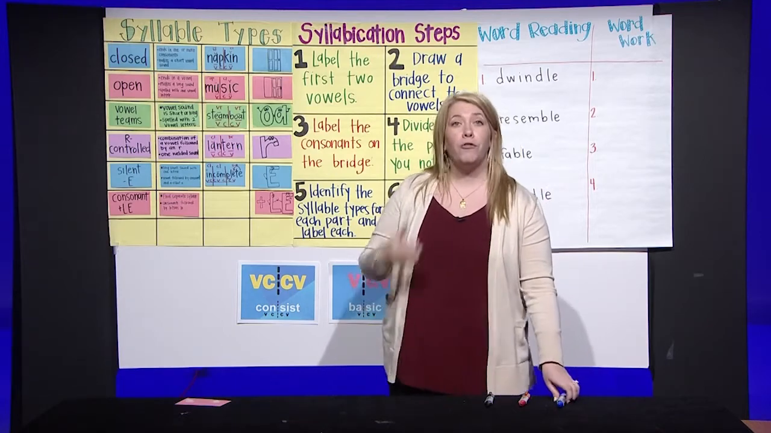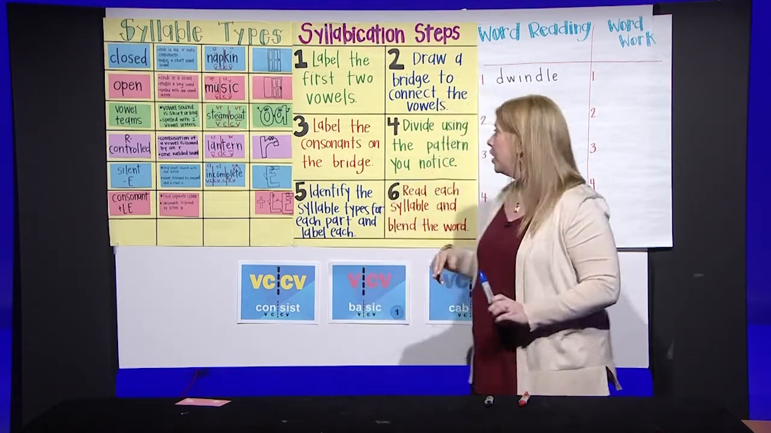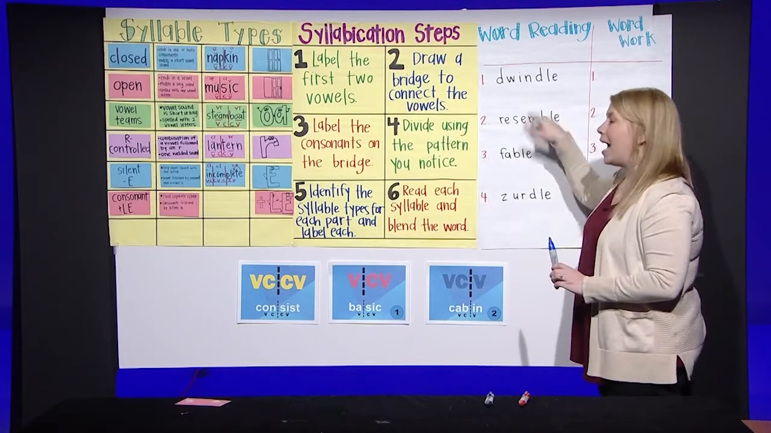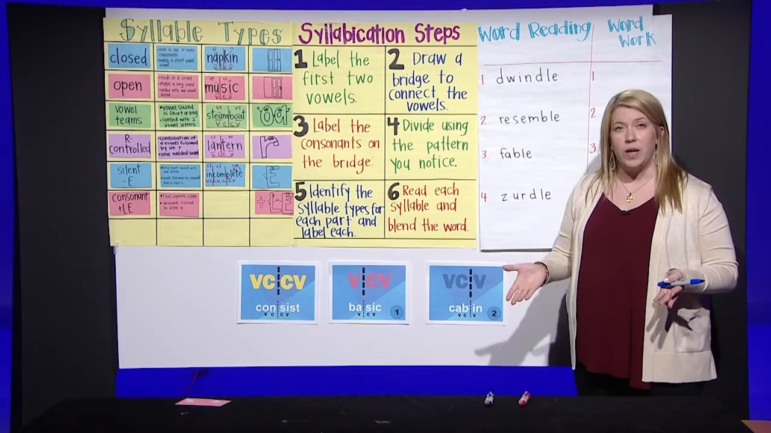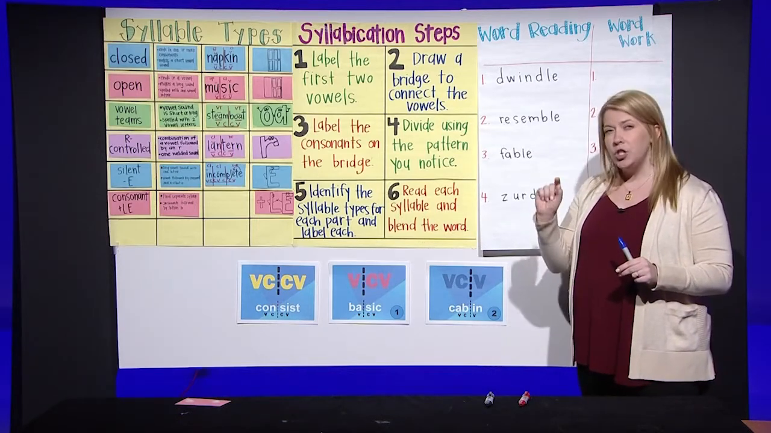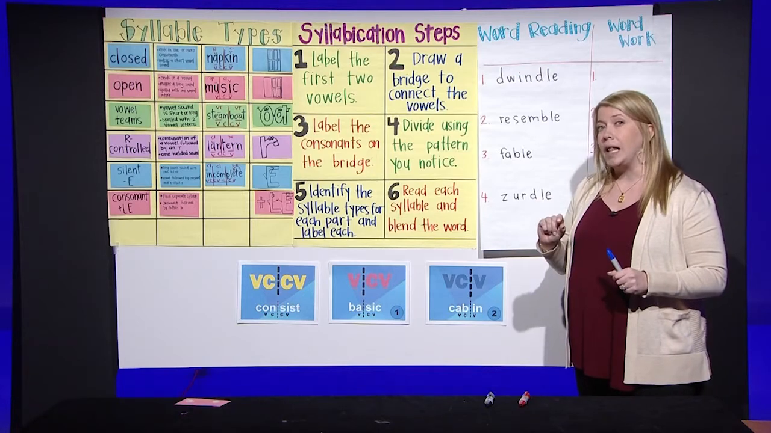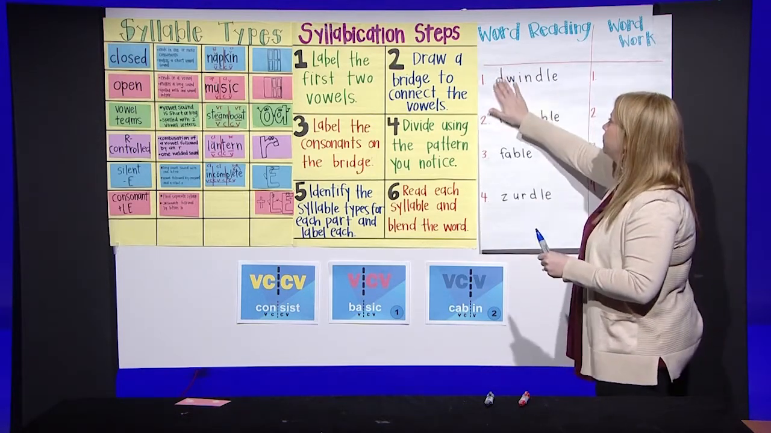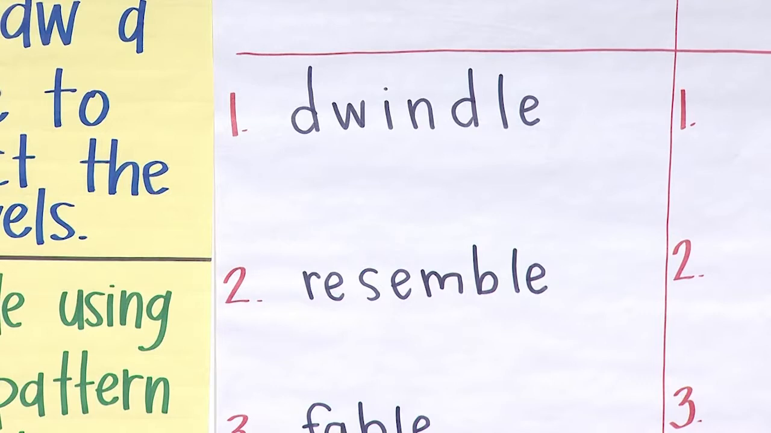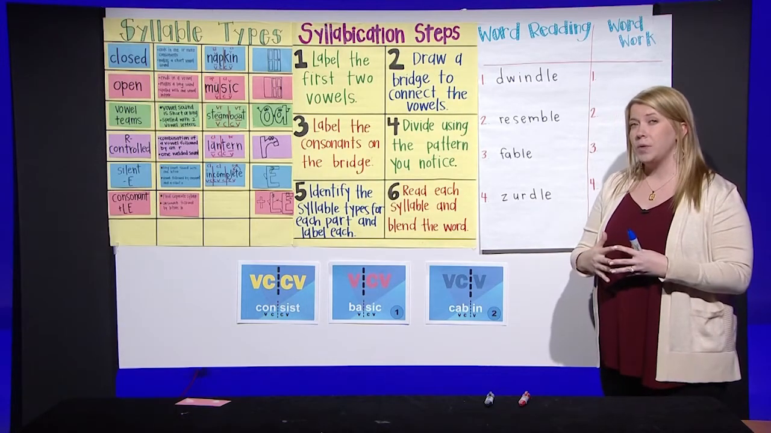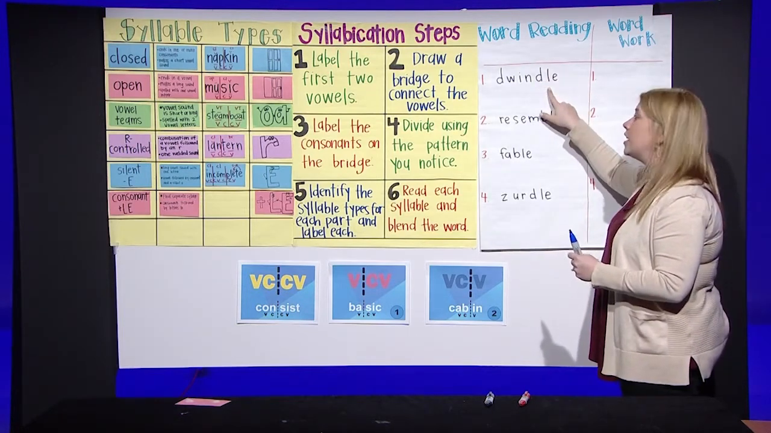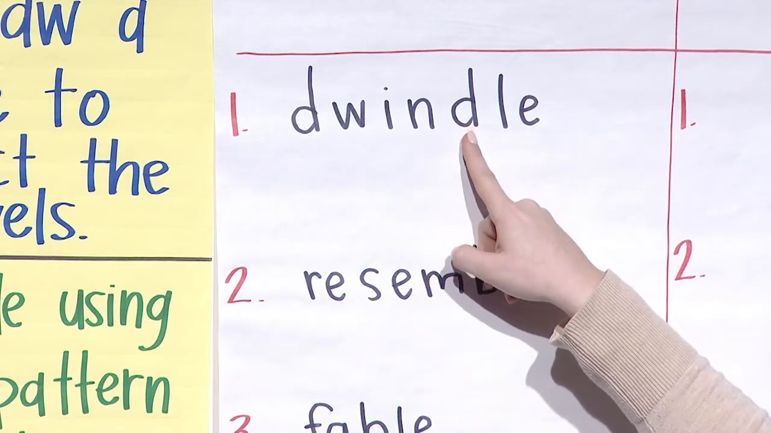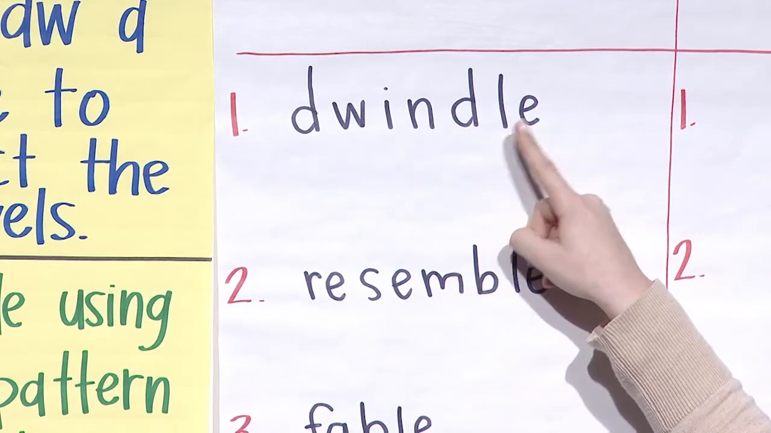I want to do a word for you before you help me. So let's look at my anchor chart right here that has my words. We're going to use the 6 syllabication steps we've been working with, but we may have to change things up just a little bit because of our consonant LE syllable. So let's look at my word. My first step normally tells me to label the first 2 vowels. But before I do that, I'm going to notice something at the end of my word. I see a consonant D followed by an LE.